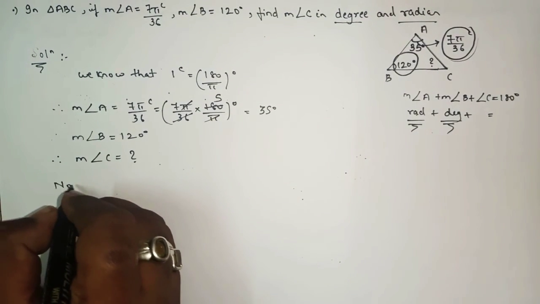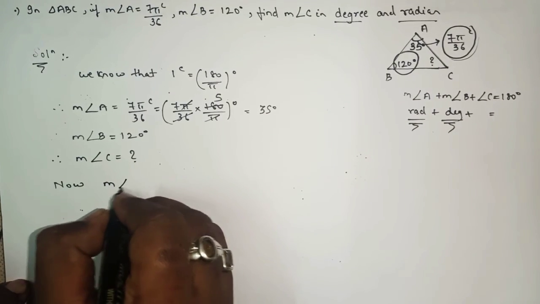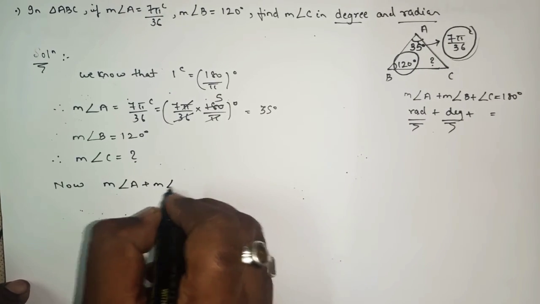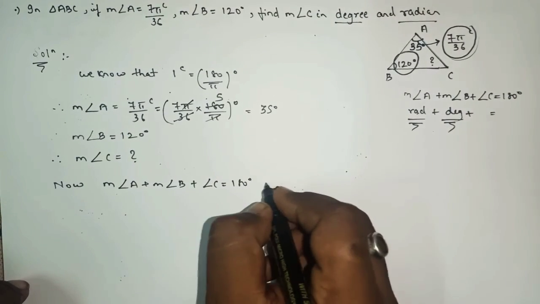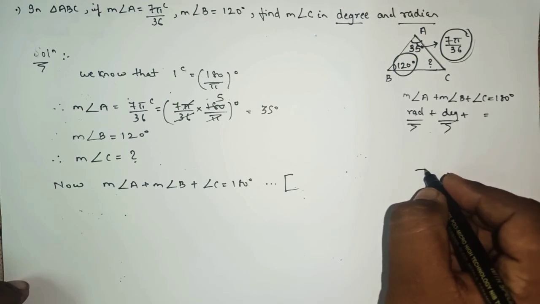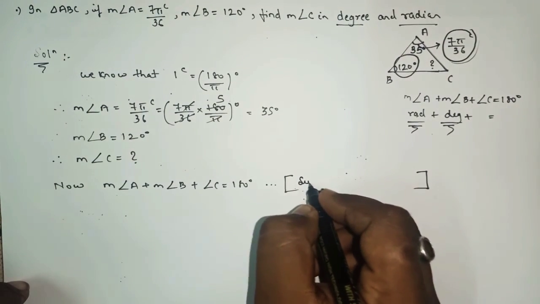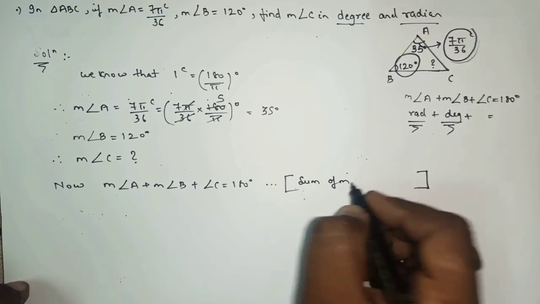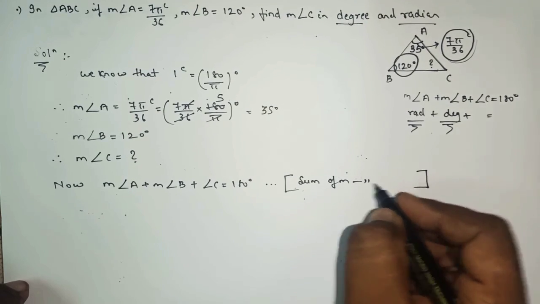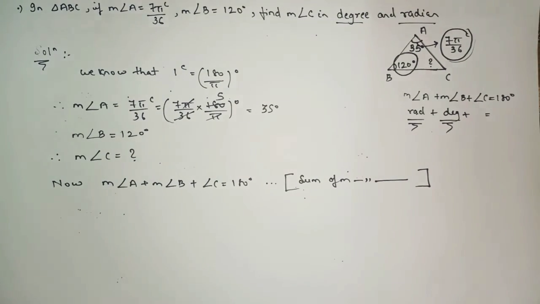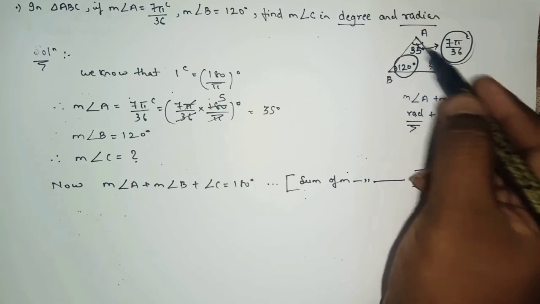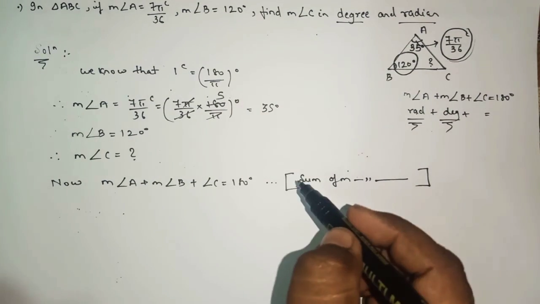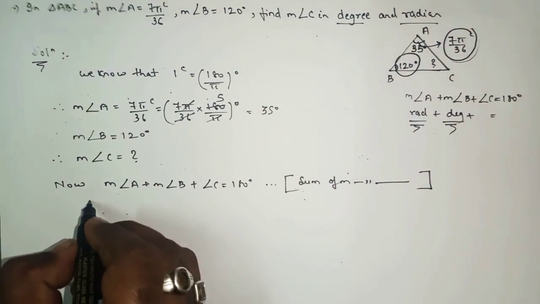Now we know that the sum of the measures of the interior angles of a triangle is 180. This is the basic concept which was there in your lower standard. I hope you all can write this reason. As this is the interior angle, the sum of the interior angles of the triangle is what? 180. I guess you can write this reason in the exam.